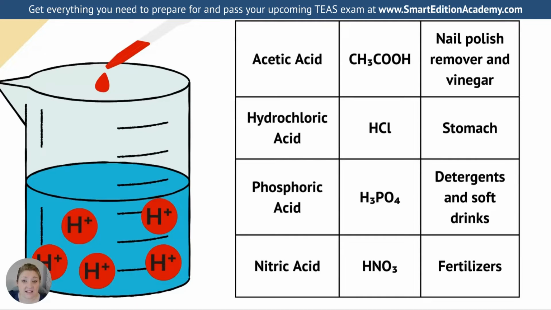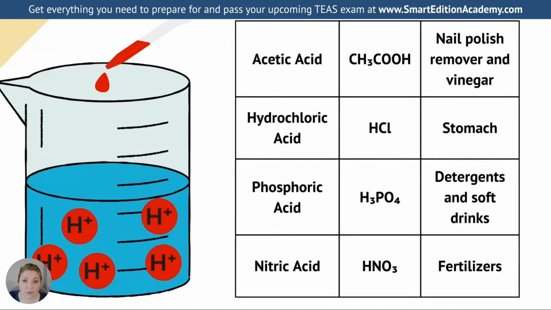Some common acids are acetic acid, CH3COOH, nail polish remover and vinegar; hydrochloric acid, HCl, stomach acid; phosphoric acid, H3PO4, which is in detergents and soft drinks; and nitric acid, HNO3, which is in fertilizers.